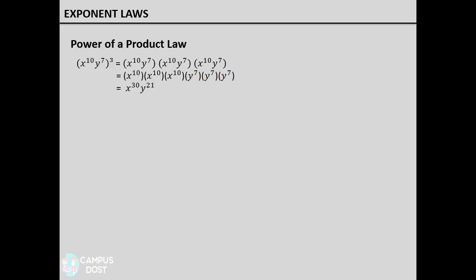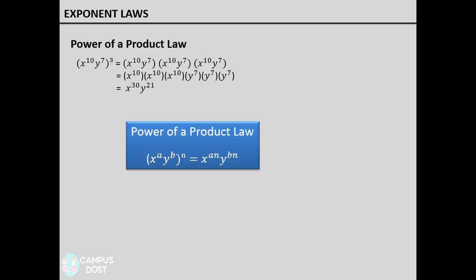Now notice that if we take this exponent 3 and multiply by the exponent 10, we get the exponent 30. Similarly, if we multiply 3 by 7, we get 21. So, we can generalize this result as follows. If we are raising a product to a certain power, let's say n, then to simplify this, we multiply n by the exponents within the product.